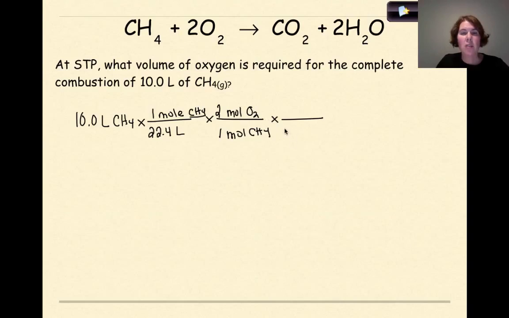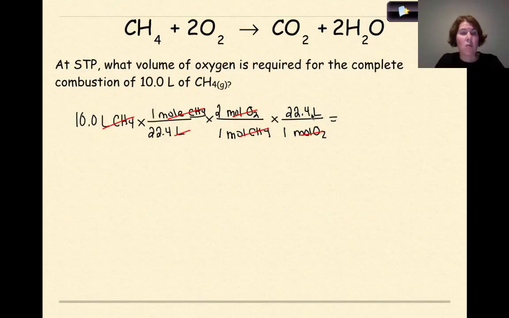Now that I'm in moles of oxygen, I know that 1 mole of oxygen is equal to 22.4 liters. And again, what I always want to do is double check my units. So liters cancel liters, moles cancel moles, moles of oxygen cancel moles of oxygen. I'm left with liters, which is what I want at the end.